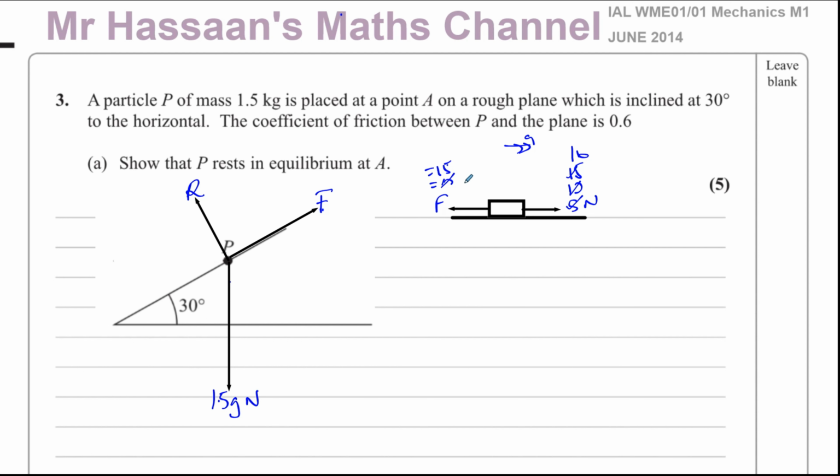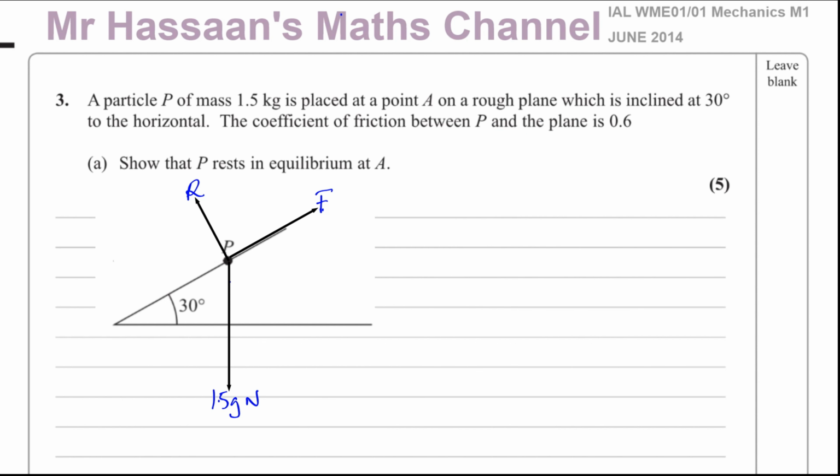It will stop being in equilibrium as long as the frictional force cannot match the force that is trying to make it move. All right. So as long as the maximum value of friction, F max, is greater than the force that's trying to pull it, then it will remain in equilibrium. Or you can say the other way around: if the force that's trying to make it move is less than or equal to F max, then it will be in equilibrium.